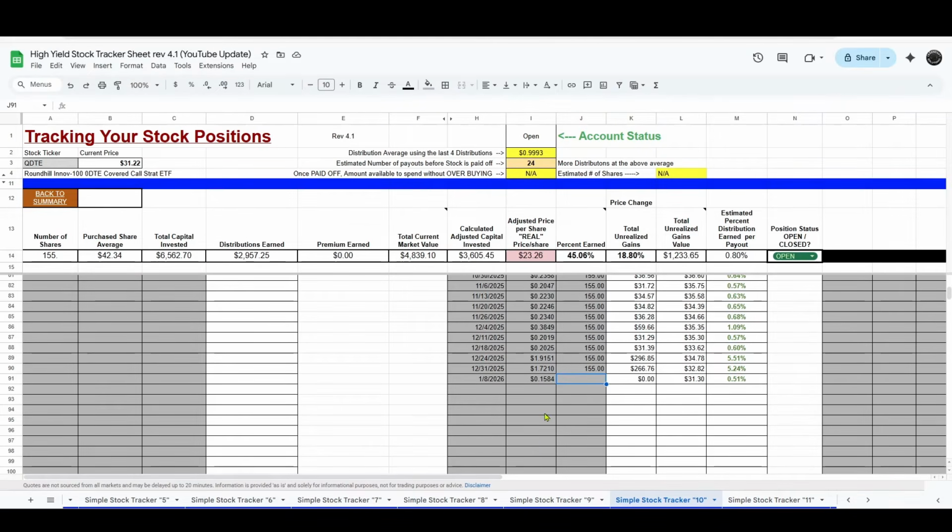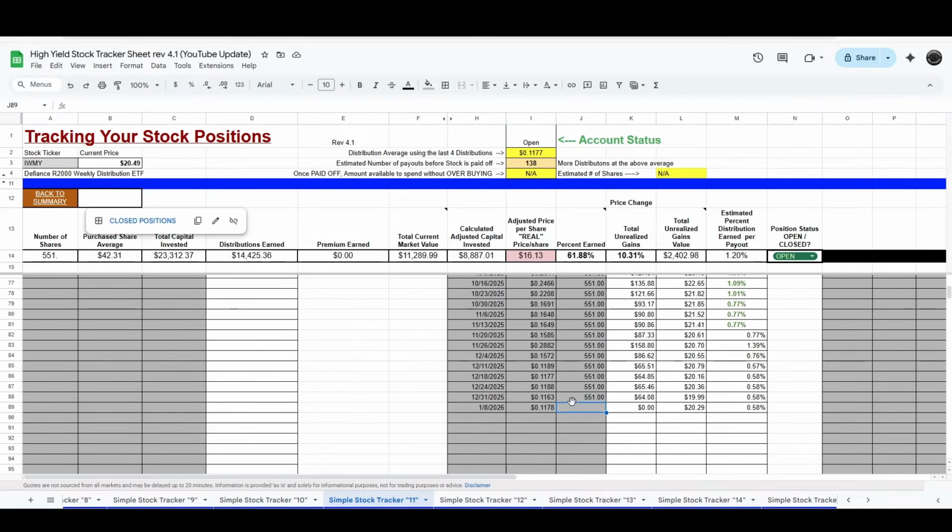For QDTE, I have a total of 155 shares. We earned 15 cents. My real price per share of $23.26 now becomes $23.10. So see, no matter what that current price is doing, I am continually lowering my real price per share. So all I'm doing is giving more difference between those two prices. So if QDTE were to drop 10%, I'm still going to be okay. And that's why I focus and continually work to get that real price per share down.